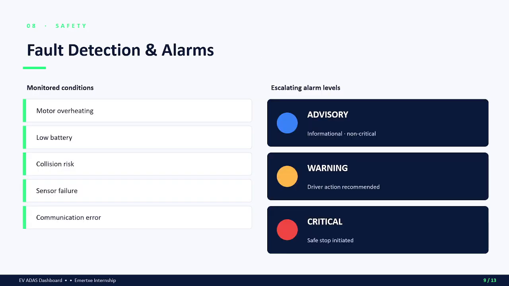The fault module continuously checks whether the motor temperature exceeds 90 degrees centigrade, battery SOC falls below 2%, or a critical collision is detected. If any of these faults occur, the system sets fault flags, stops the motor torque, changes the vehicle state to fault mode, and turns on the fault LED.